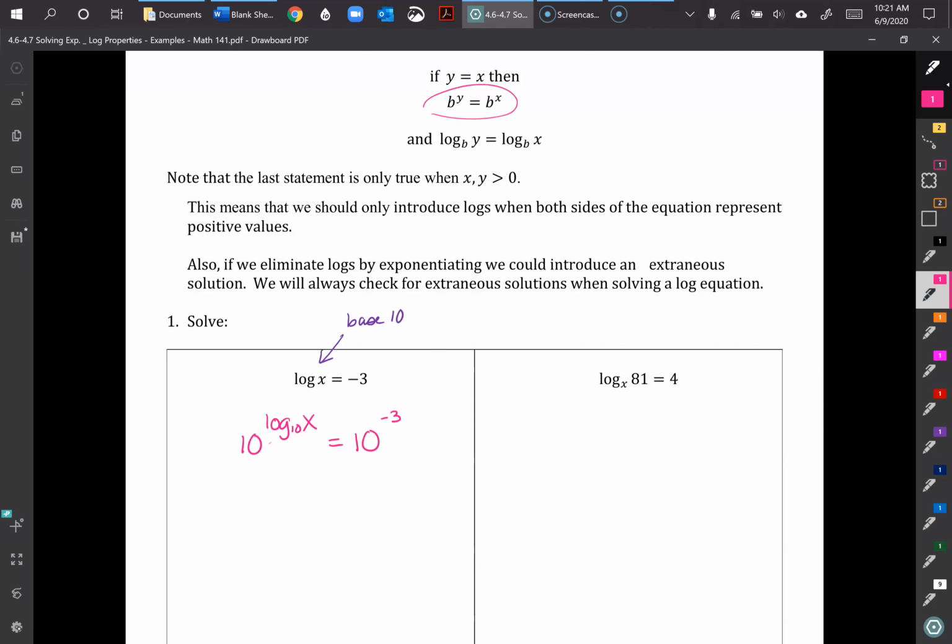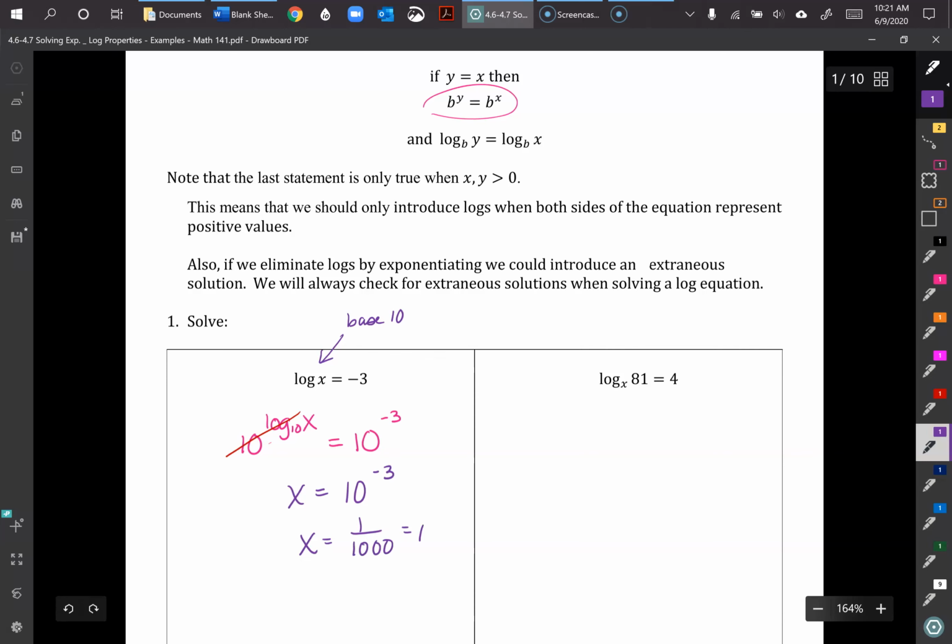So now I can undo this. Becomes 1, or just x, right? Just the x value. So I have x equals 10 to the negative third. Okay, so in this case, I can just calculate that out to be x equals 1 over 1,000, or I could write it as 0.001. Either one of those would be fine.